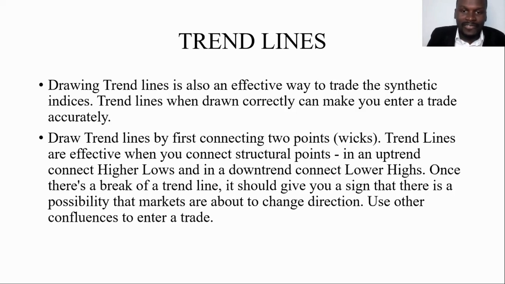Like I said, let's give an example. Let's say in an uptrend, connect higher lows. Then in a downtrend, connect lower highs. Once there's a break of a trend line, it should give you a sign that there is a possibility that markets are about to change direction. Use other confluences, like I said, to enter a trade. Don't enter a trade based on one thing.